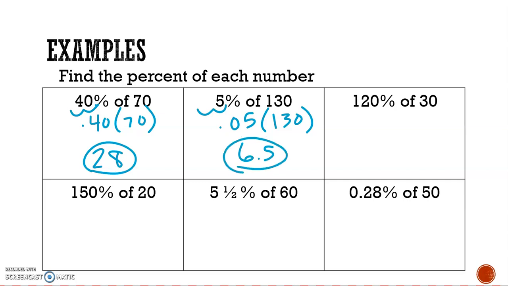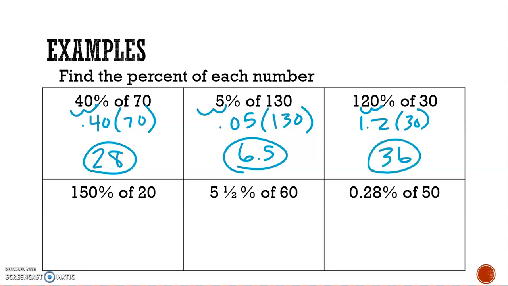Alright, on this one, there's an imaginary decimal next to the 0. So when I move that 2 spots, it doesn't end up on the end, which is fine, because you always have to move it 2 spots. So it's going to be 1.2 times 30 this time, which gives us 36.